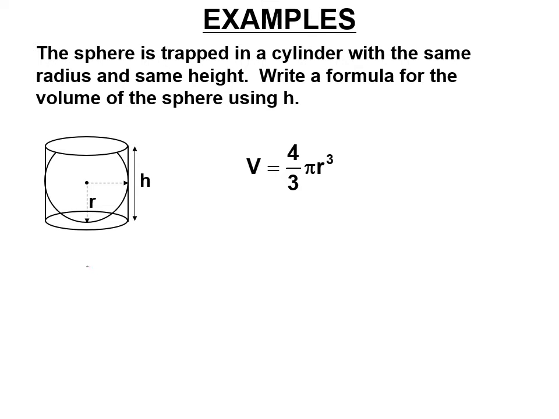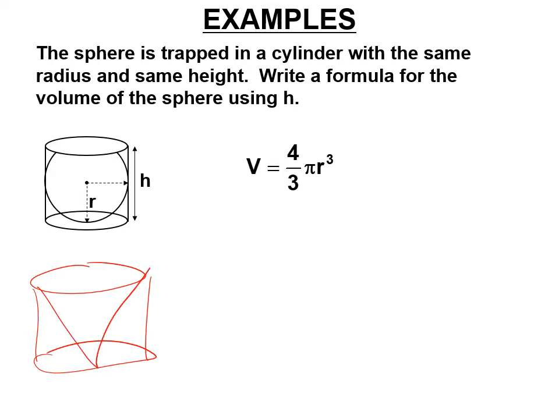But remember when we did this for a cone? The cone occupied 1/3 of the space there. What do you think the sphere occupies? What fraction does the sphere occupy of the cylinder? Let's see if we can prove what it is. So it's 4/3 pi r, but now I'm going to replace one of the r's. It's r squared times r for r cubed. I'm going to replace one of the r's with h.